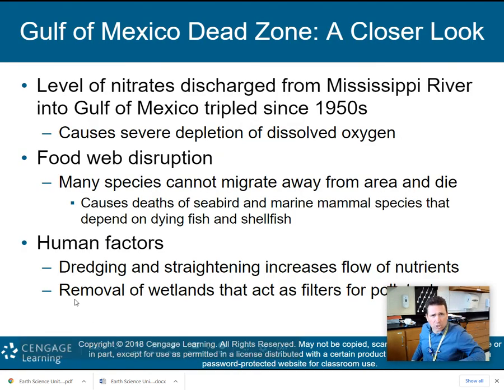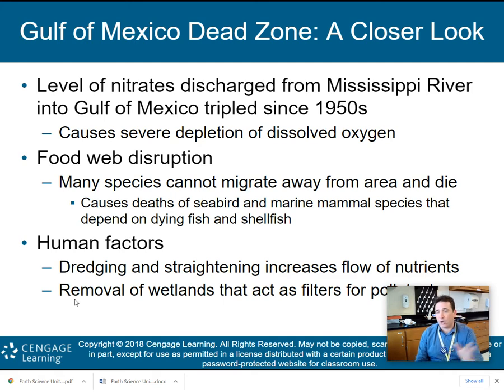So let's take a closer look at the Gulf of Mexico dead zone. Level of nitrates dissolved from the Mississippi River into the Gulf of Mexico has tripled since the 1950s. And again, like I told you, this causes a severe depletion in dissolved oxygen. It also is a food web disruptor, right? Because many species cannot migrate away from the area and die. Think about the seabirds and marine mammals that happen to depend on those fish and shellfish that die off. So it's not only humans.